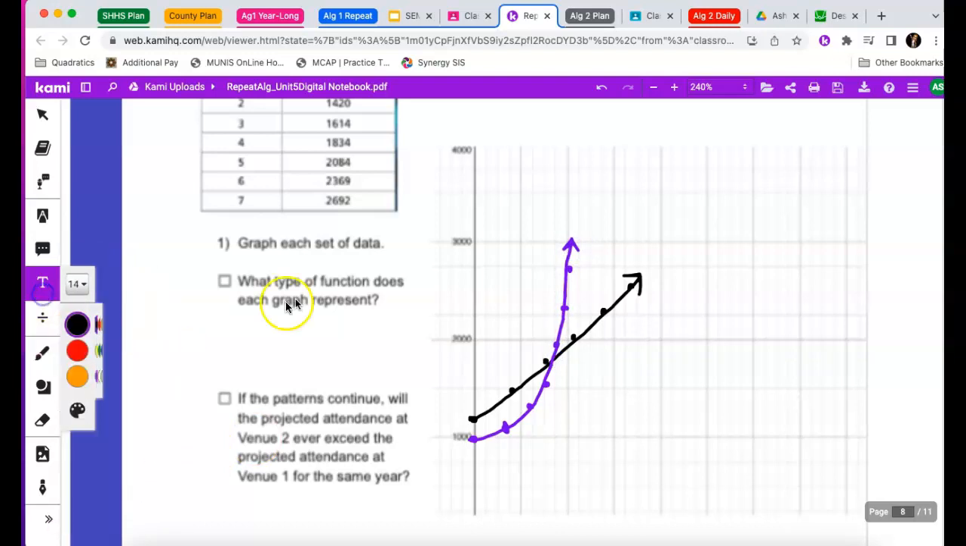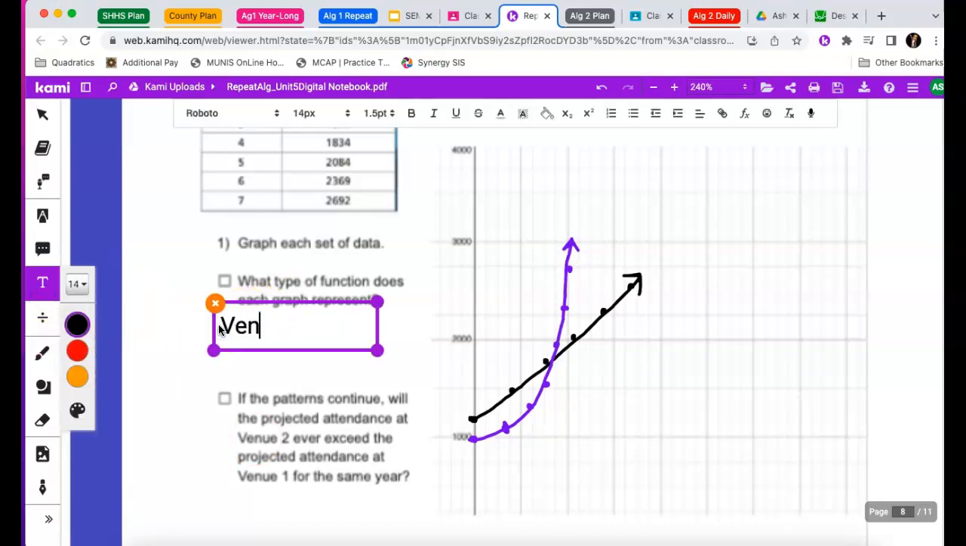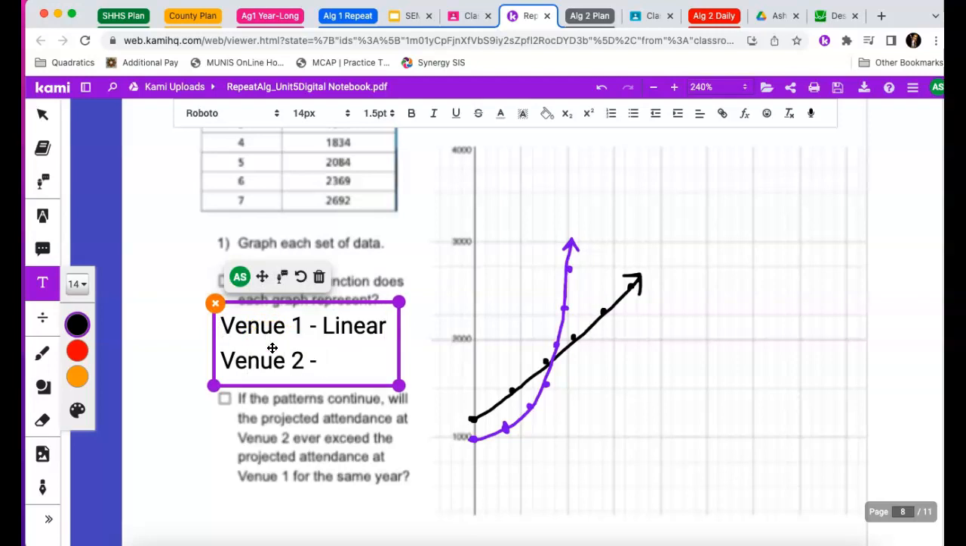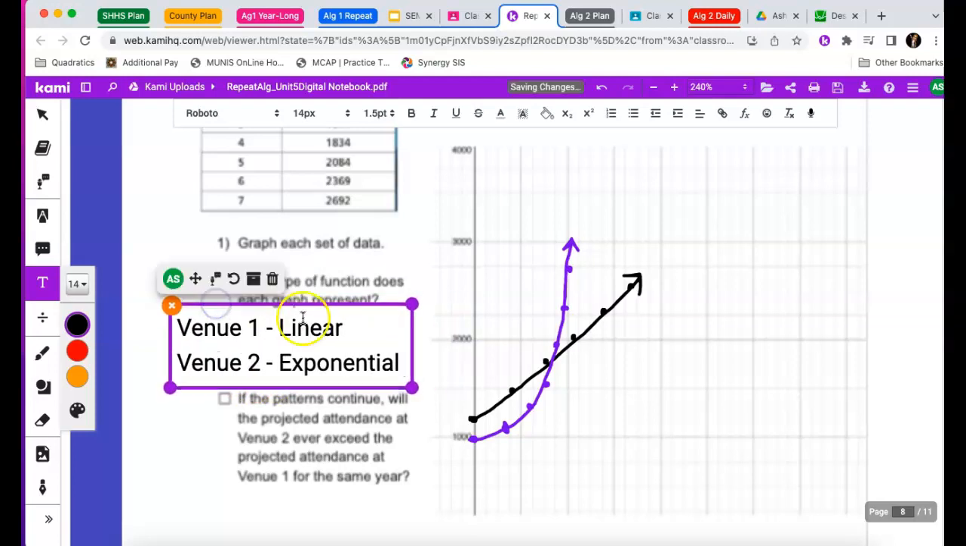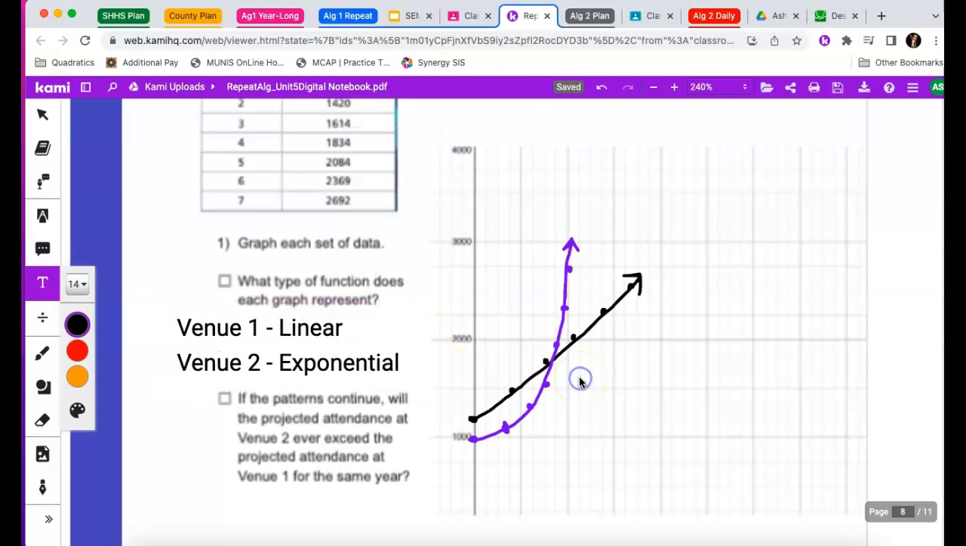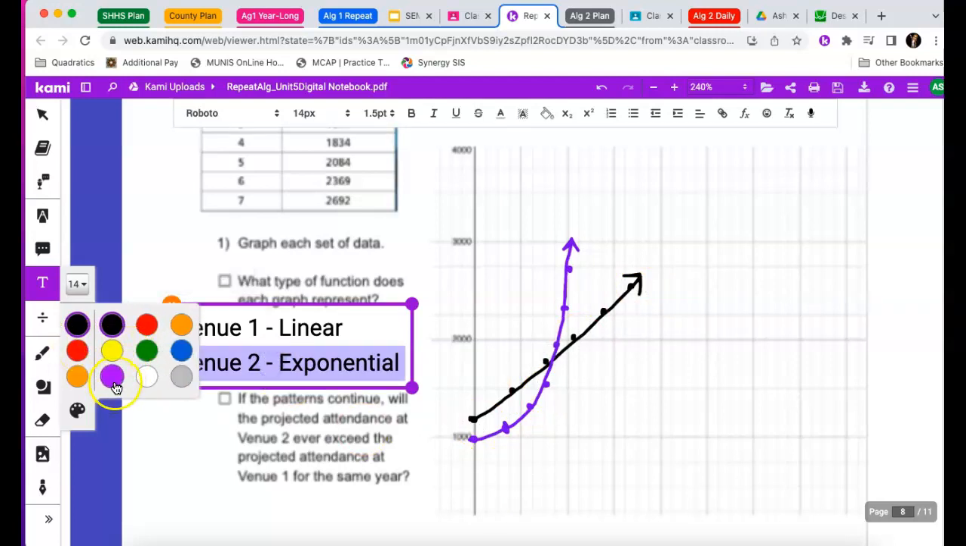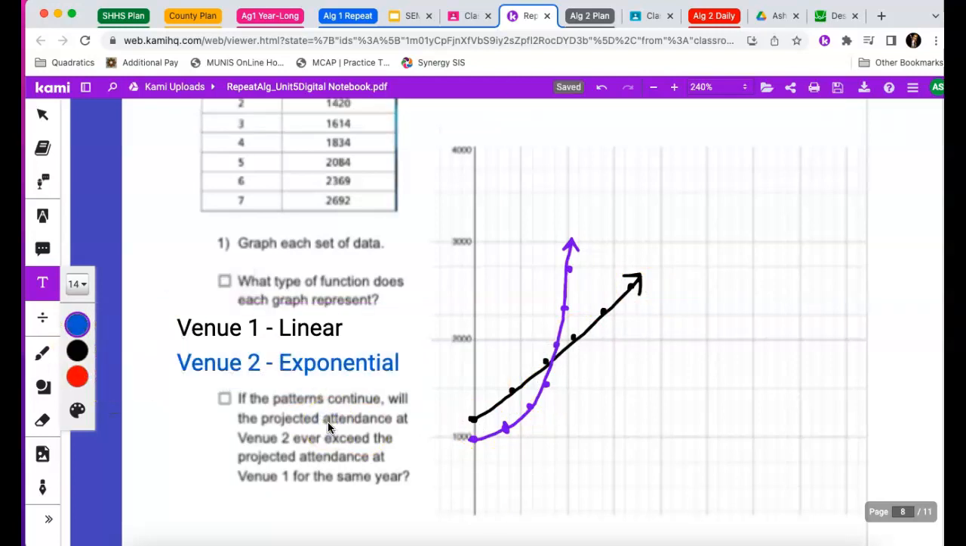All right, so our black graph, venue 1, is a linear function because it's a straight line. And venue 2, the one in blue, is an exponential because it is curving upwards. So a straight line would be linear, which is venue 1. Or sorry, venue 1 is the black graph, that's linear. And then venue 2 is the blue graph. Let me see if I can change this color really quick. So that's the blue graph.